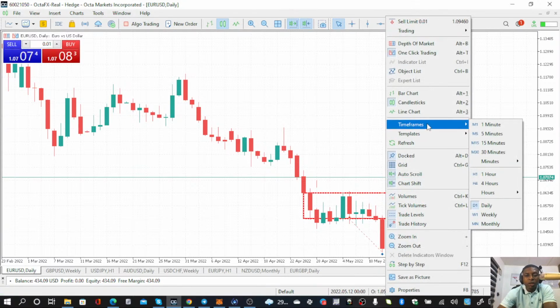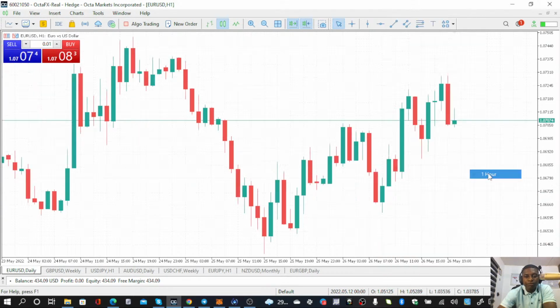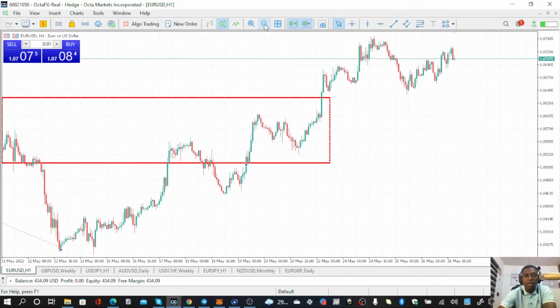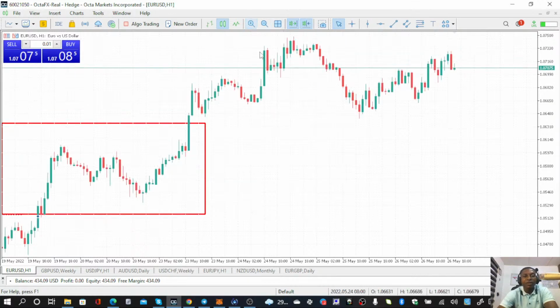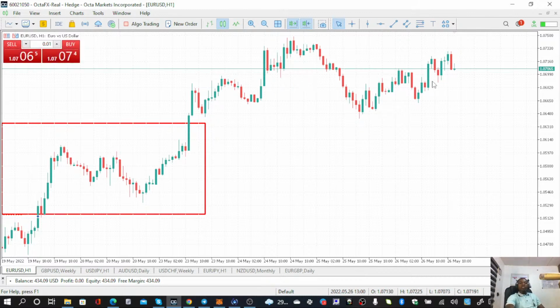So let's look at it on the 1 hour time frame before we place our trade. Now you can see that at the 1 hour time frame, each of these candles here is a candle created in the last 1 hour.